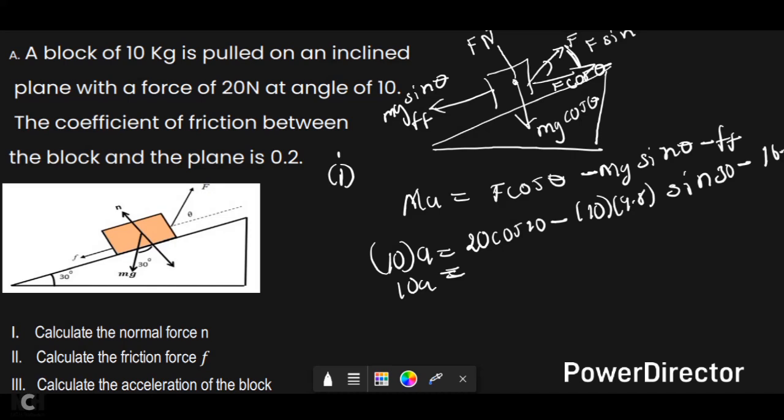So let's bunch that: 20 cos 10 minus 98.1 sin 30 minus 16.3, then you will find something like negative 13.05, then you divide by 10.